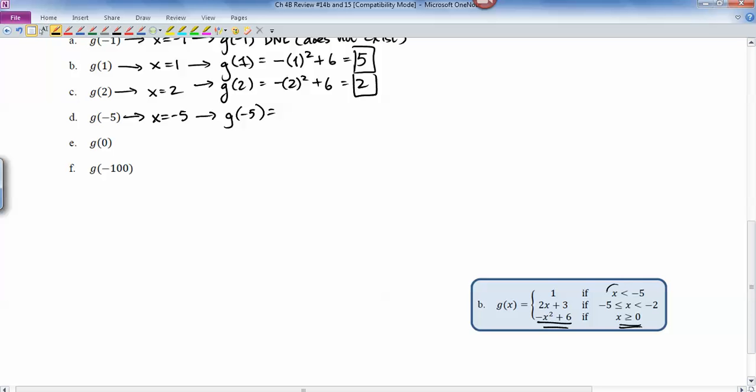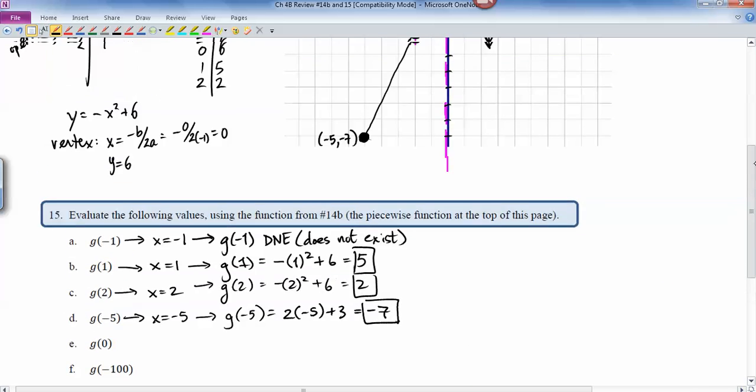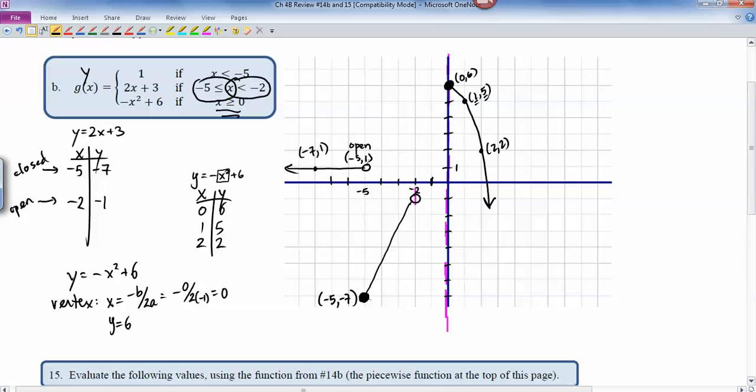If x is less than negative 5, then g of x is just always 1. But I'm not less than negative 5, I'm equal to negative 5. So I got to use this one, because that's where the equals negative 5 comes in. So I plug negative 5 into this part right here. So g of negative 5 is 2 times negative 5 plus 3, which is going to be negative 7. And if you come back up to your picture, when x is negative 5, I kind of have 2 points. I have this one and this one, but the only one that counts is the filled in one. So that's why I choose the negative 7 over the 1.